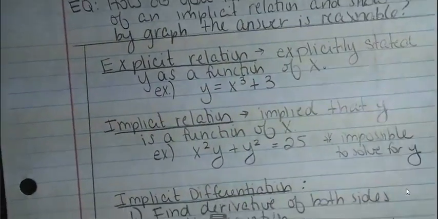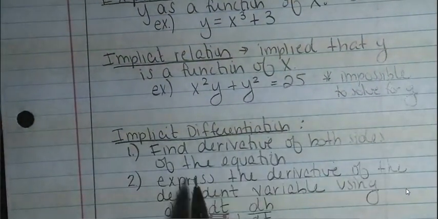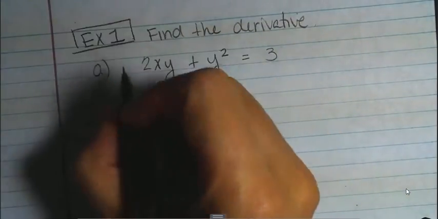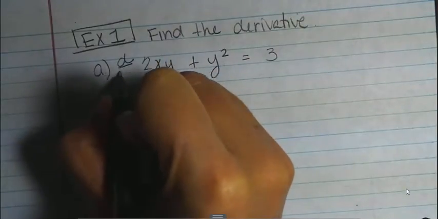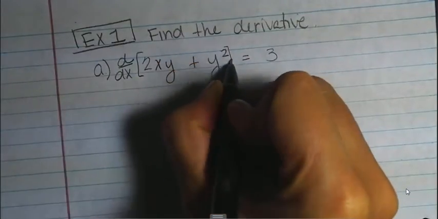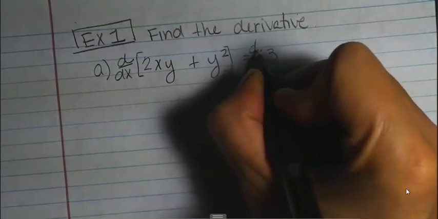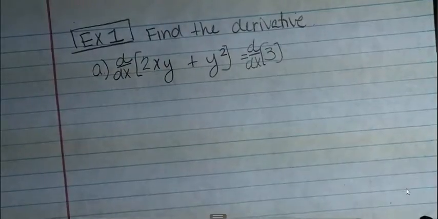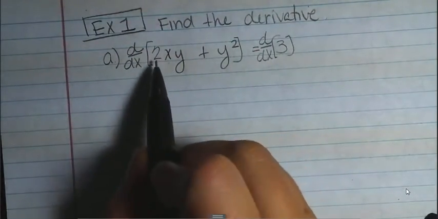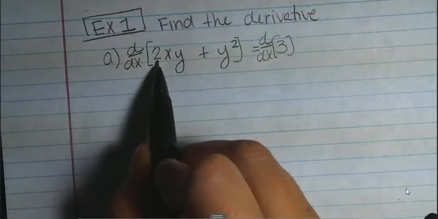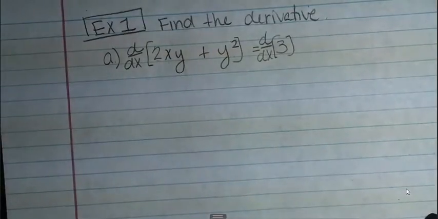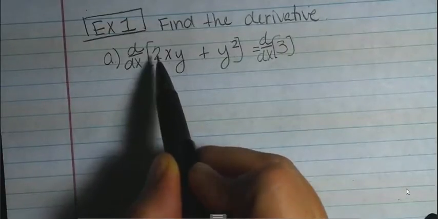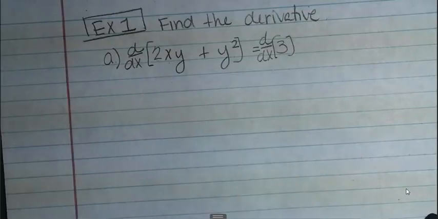So step 1, find the derivative of both sides of the equation. Okay, so that's what I'm going to do. I'm going to take the derivative with respect to x of this left side, and I'll do the same thing on the right side, the derivative with respect to x of that right side. Okay, so starting with this first term, I've got a coefficient, and then I've got the product of two different variables. So I'm going to leave the coefficient alone, as we normally do anytime I have a coefficient, and then I'm going to have to do the product rule on x times y.